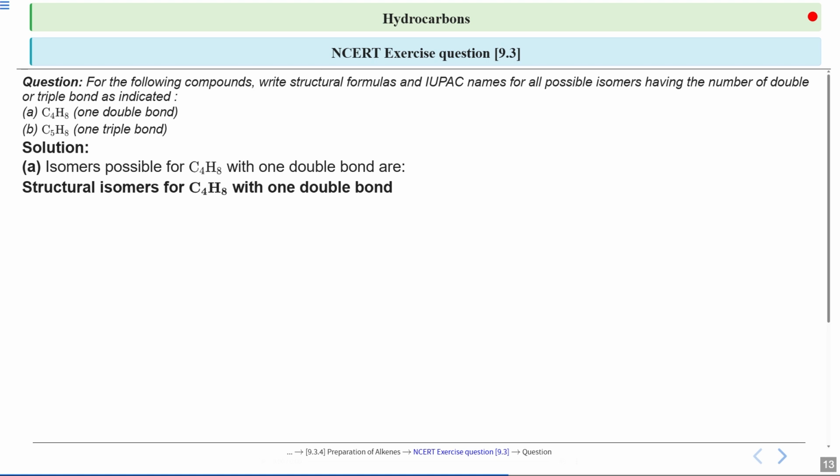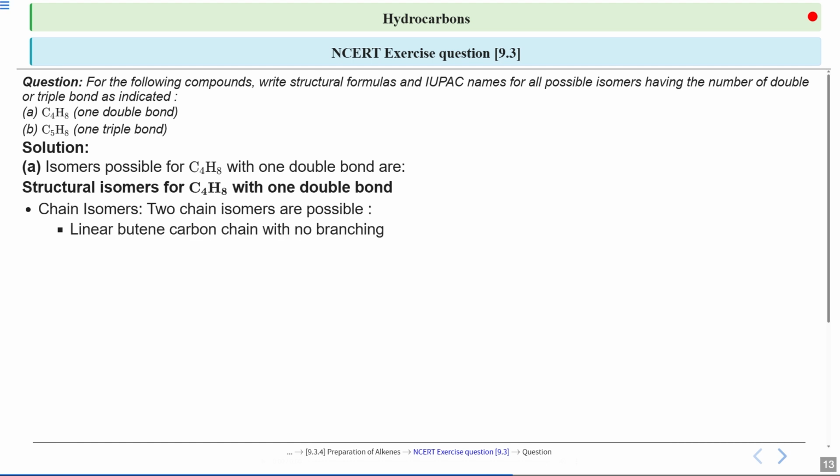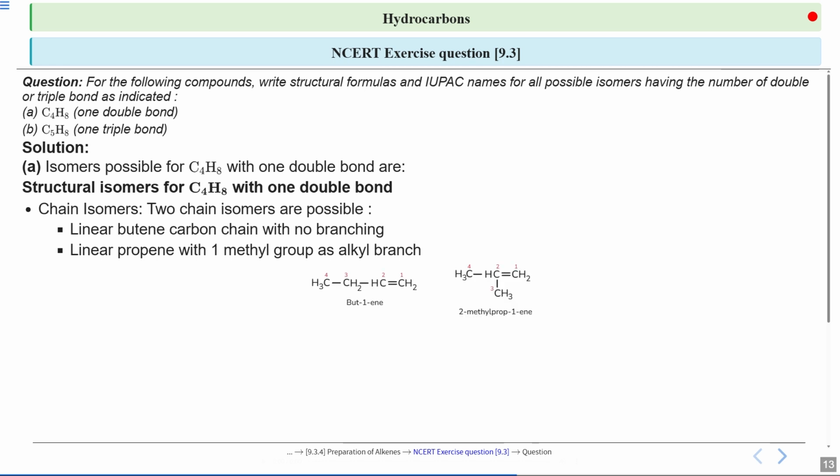Now the structural isomers for C4H8 with 1 double bond are given as follows. So first of all, it can have chain isomers. So in this, 2 chain isomers are possible. Linear butene, a carbon chain with no branching. The second one is if you take a linear propene with 1 methyl group acting as an alkyl branch. So these are the 2 possible chain isomers.